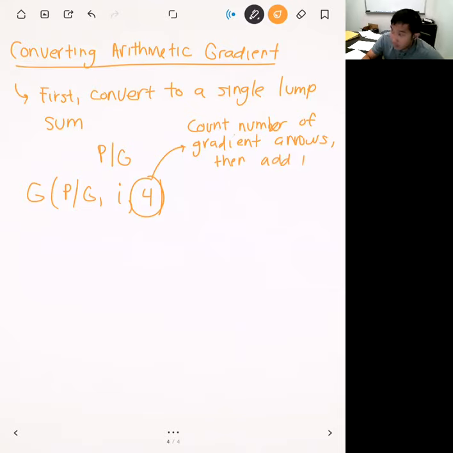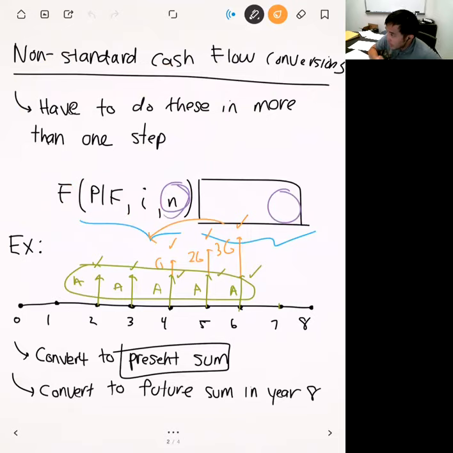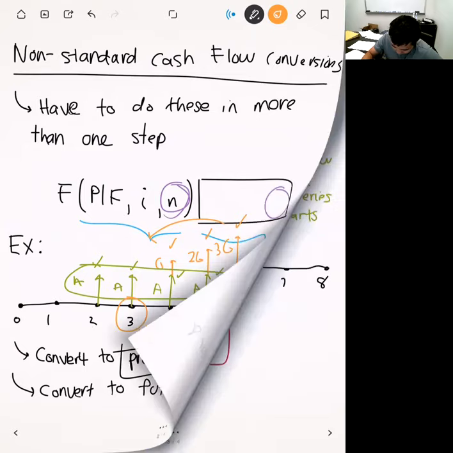And remember, the reason we add 1 is the year actually before the gradient kicks in; that's always our blank year. It's the arithmetic gradient blank year. And so this year 3 right here is actually part of the arithmetic gradient because that's the blank year. It's basically like we're counting this 3 as well. And so if we count 3, the blank year, and then all the years with G, then we end up with 4.